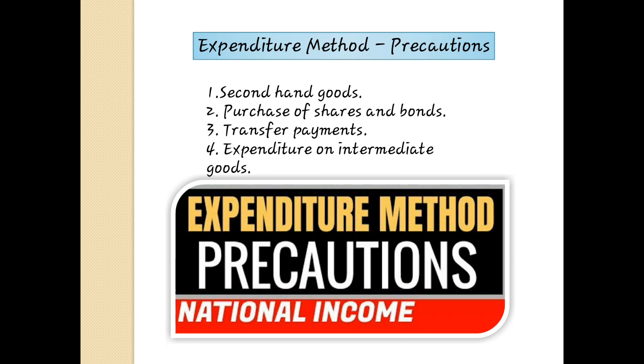Fourth one, expenditure on intermediate goods. Expenditure on seeds and fertilizers by farmers, cotton and yarn by textile industries are not to be included to avoid double counting. That is, only expenditure on final products is to be included. I already told you about the examples for the double counting method.